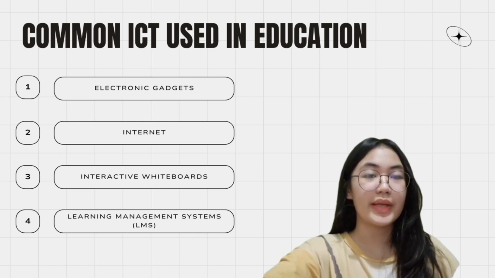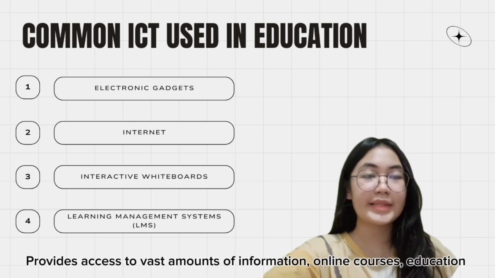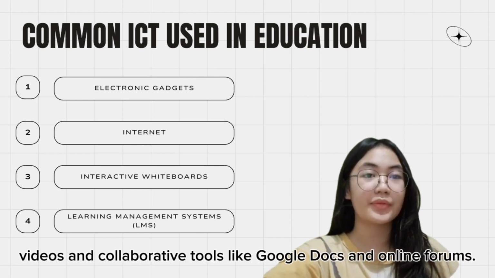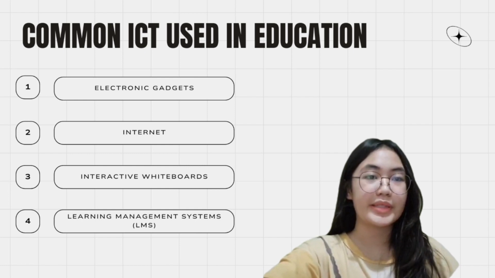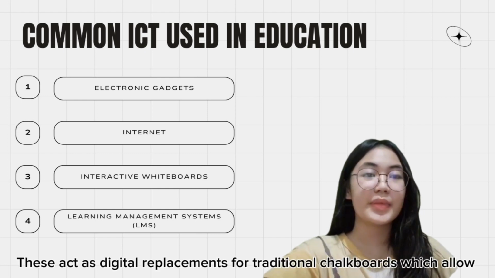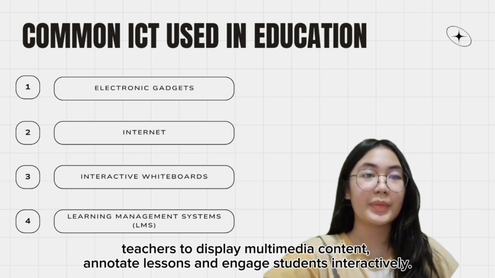Number 2. Internet. It provides access to vast amounts of information, online courses, education videos, and collaborative tools like Google Docs and online forums. Number 3. Interactive whiteboards. These act as a digital replacement for traditional chalkboards, which allow teachers to display multimedia content, annotate lessons, and engage students interactively.